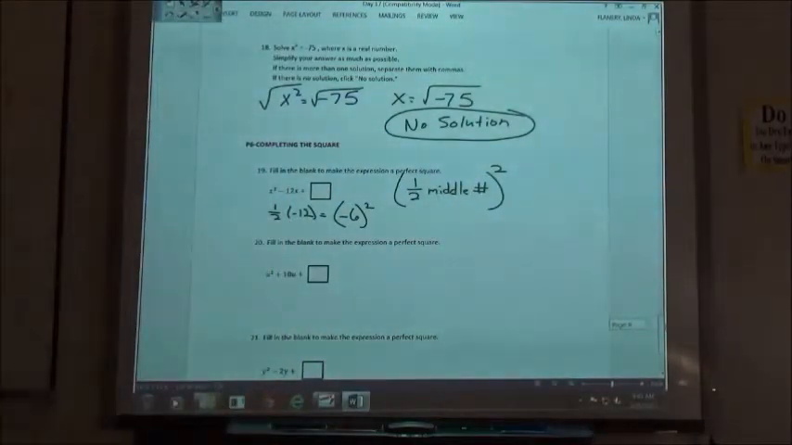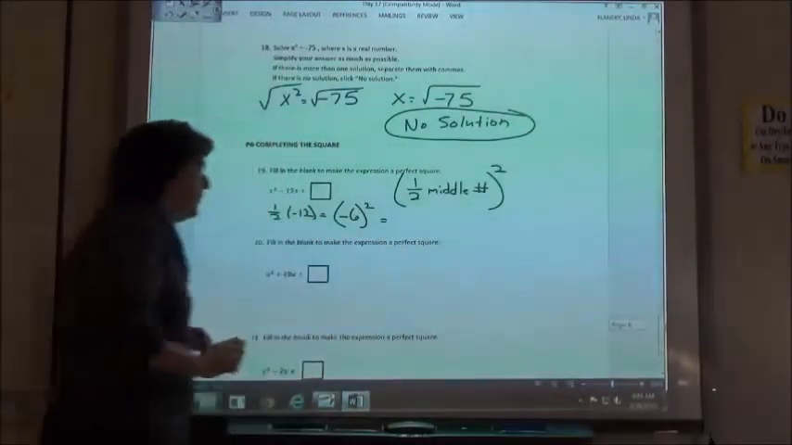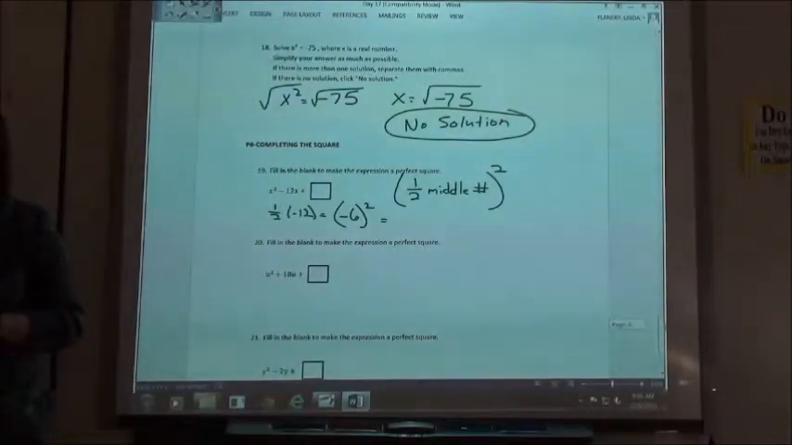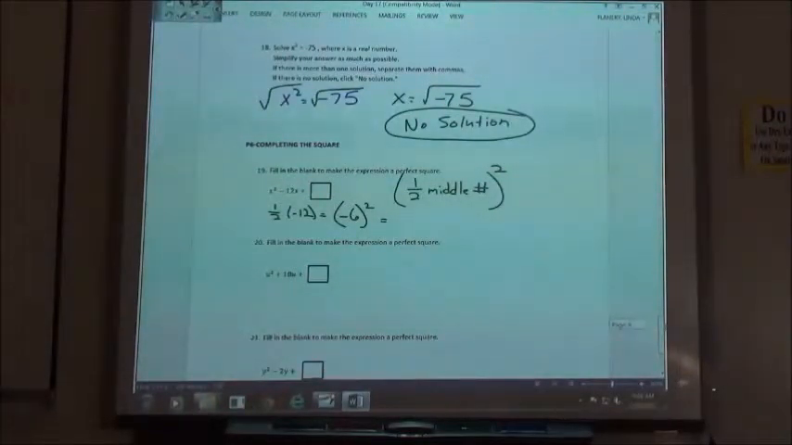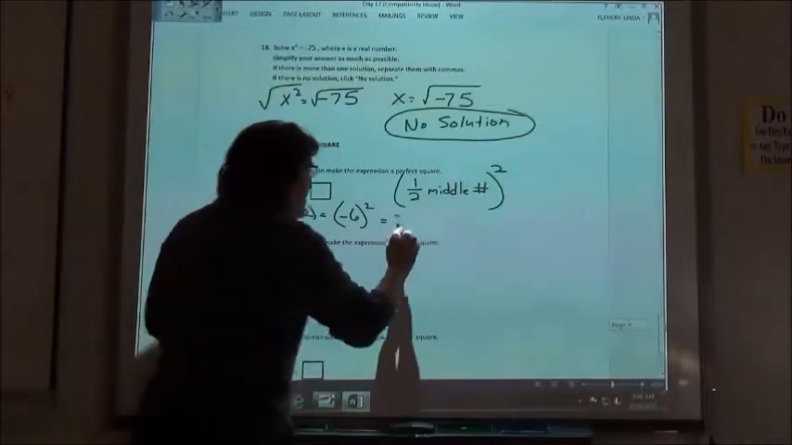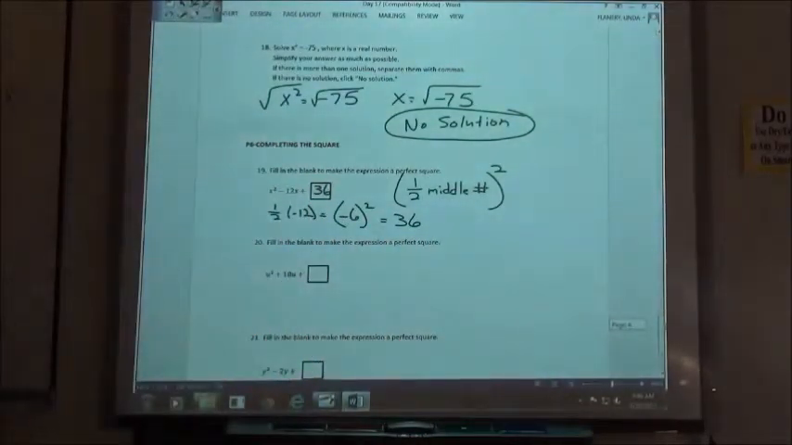Negative 6 times negative 6 is? 36, exactly. 36 is the number in there that would make that a perfect square.